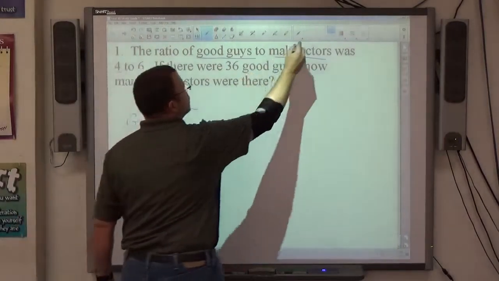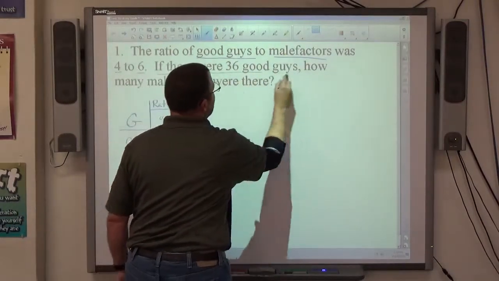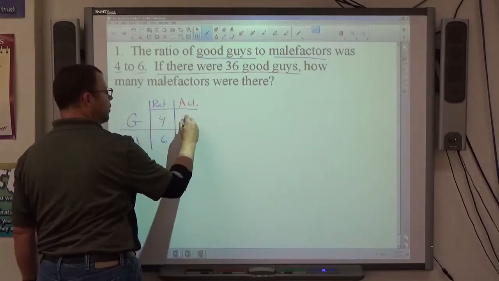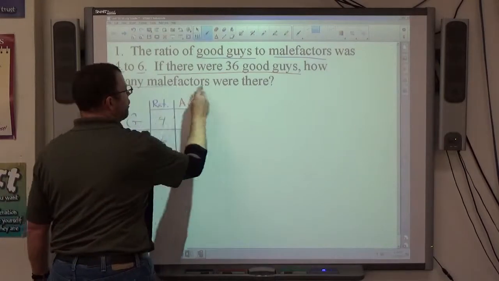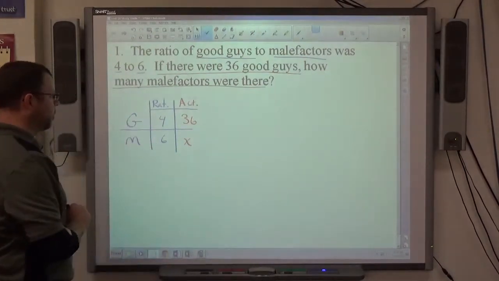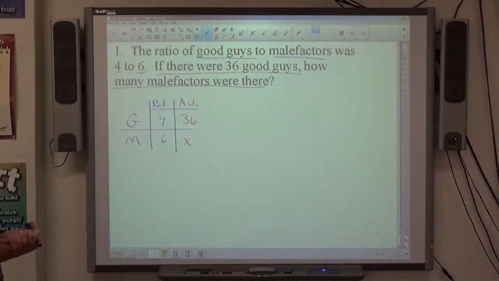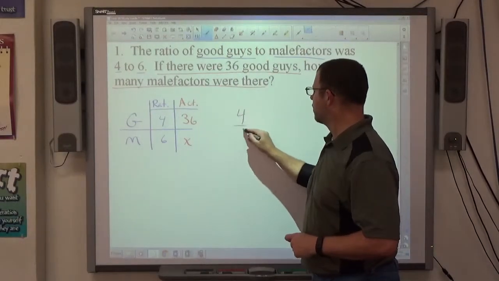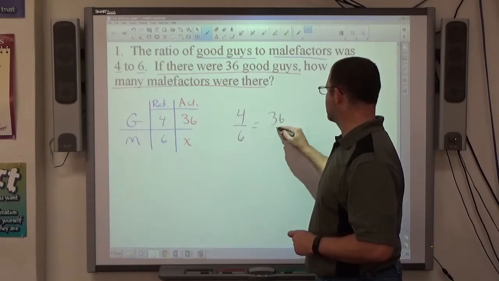And then it goes on to say if there were 36 good guys, so we're looking at the actual number of things here, exactly 36 good guys, how many malefactors were there? That's what we're looking for. So we create this nice organized chart. It creates a proportion, 4 over 6 equals 36 over x.